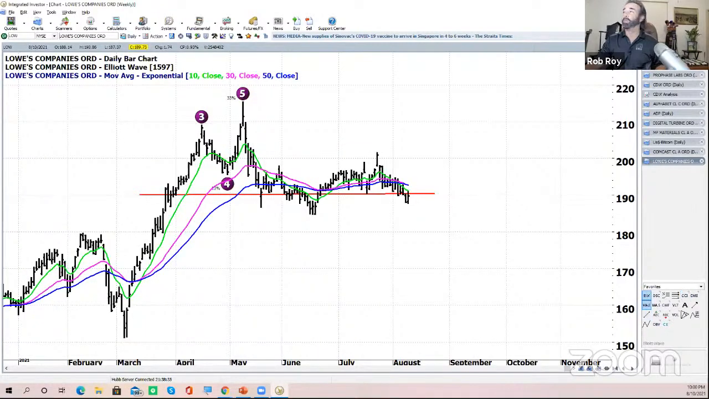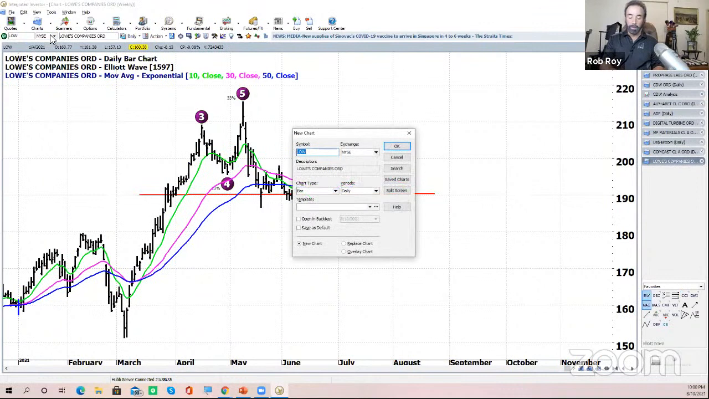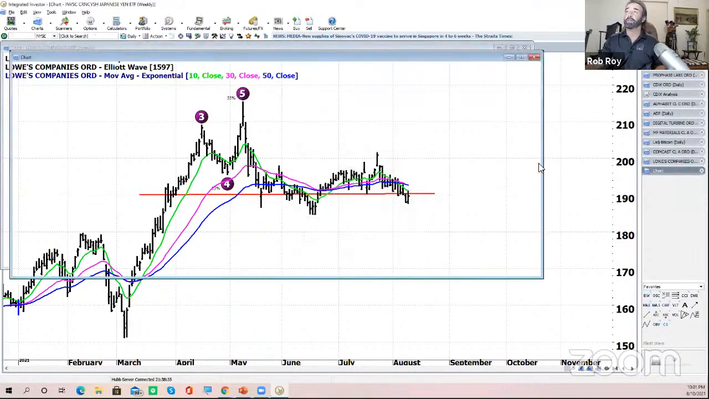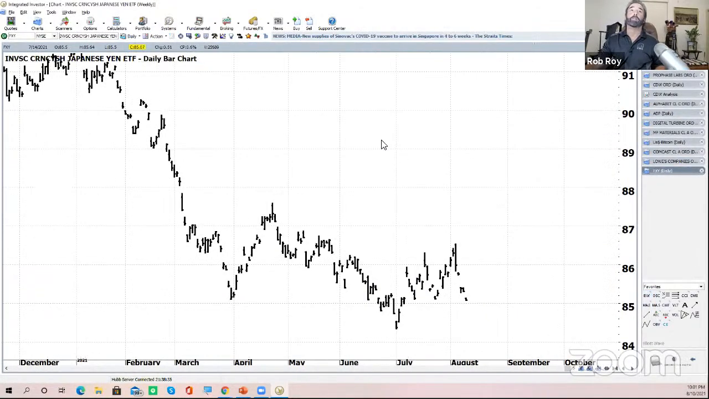But I still stand by this: I would want to see it break above 195 before I would go long. If I was in it, I would hold. There's no reason to get out unless it breaks that 190 level. It's tedious. So take a look at it.